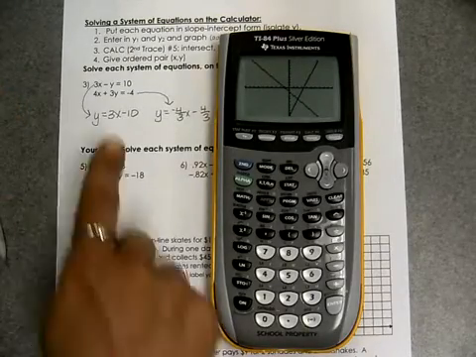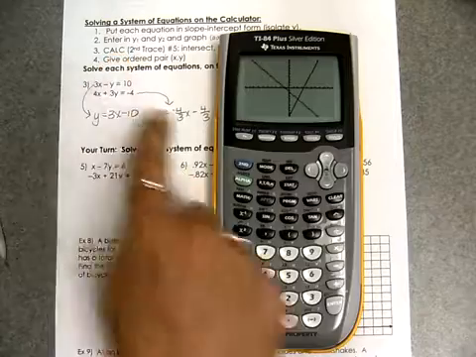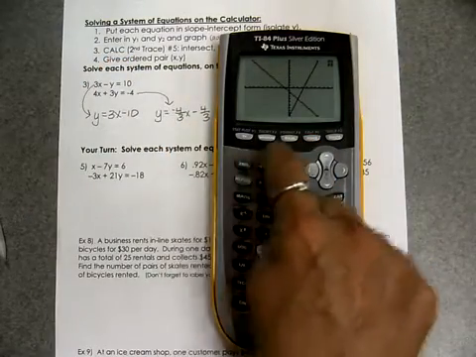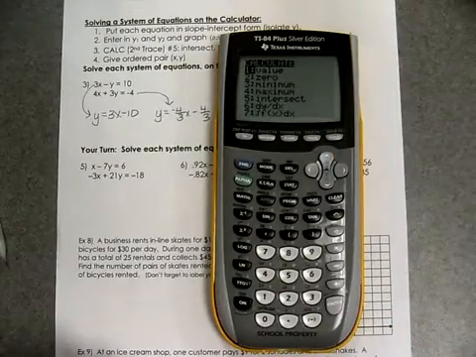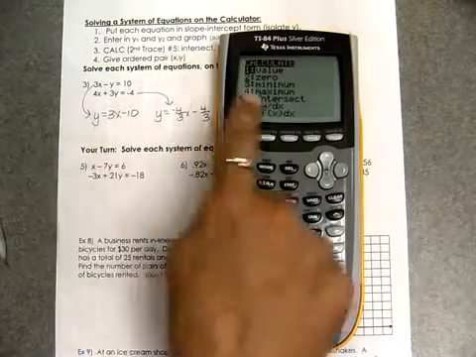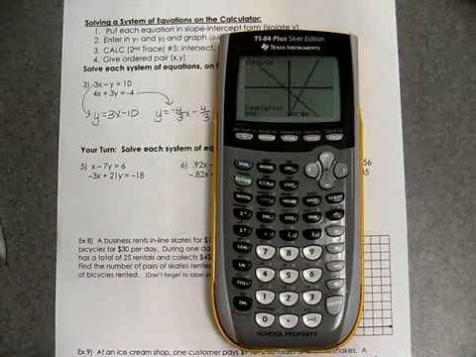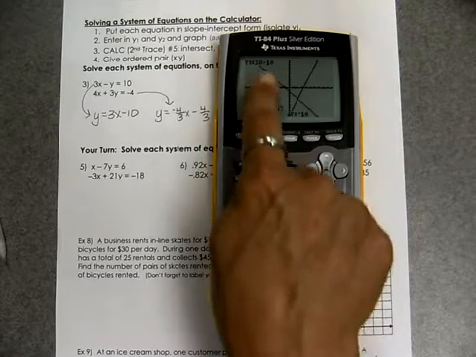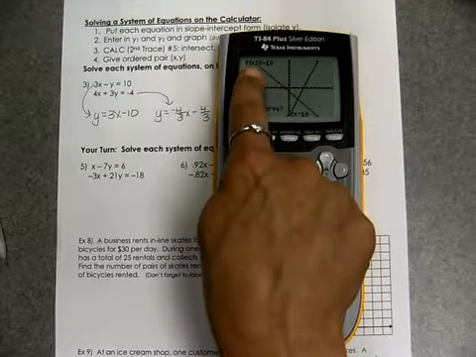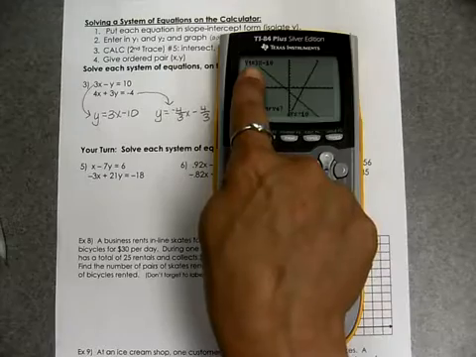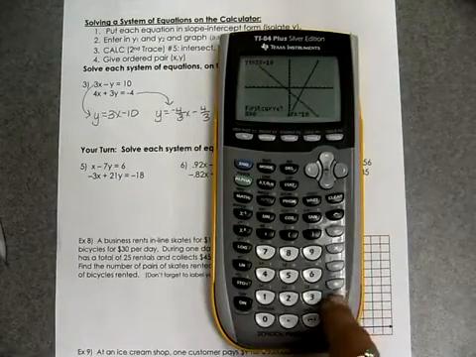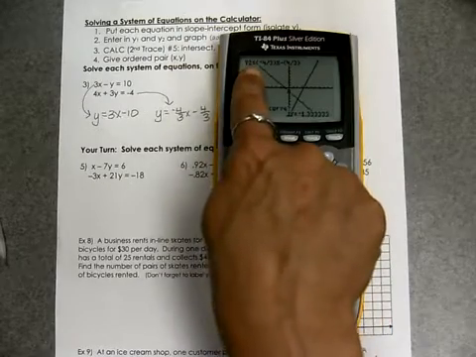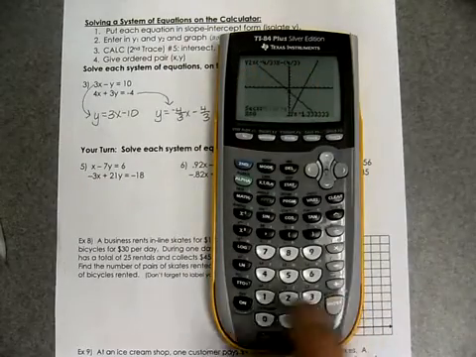Now we go to step 3, which is calc. To get to the calc menu, notice it's in a different color above trace. So we're going to hit second trace to get to the calc menu. And then we want to go to number 5, which is intersect. It then asks first curve question mark. We'll notice in the corner here it says y1 equals 3x minus 10. That's the first equation we want, so we hit enter. Now it says second curve question mark, and that's the second equation we want up here, so we press enter.